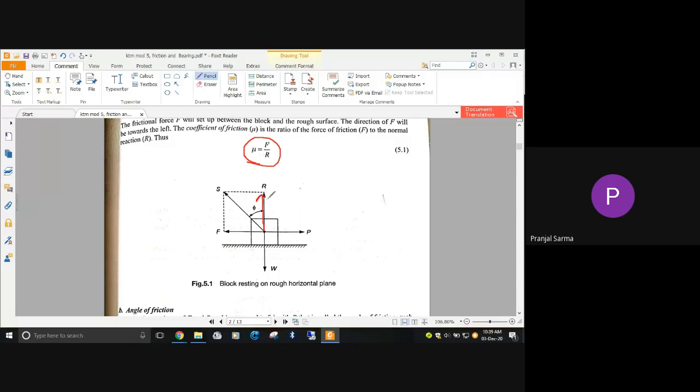So this is the normal reaction, this is the weight of this particular body, and this is the applied force P. Because of this applied force, the body will either get velocity or tend to have motion in this direction, so the force of friction will act opposite to it. And this is nothing but the resultant of the normal reaction and the force of friction, which is making an angle phi with the normal reaction. So in that case, F equal to mu R, or mu equal to F by R.